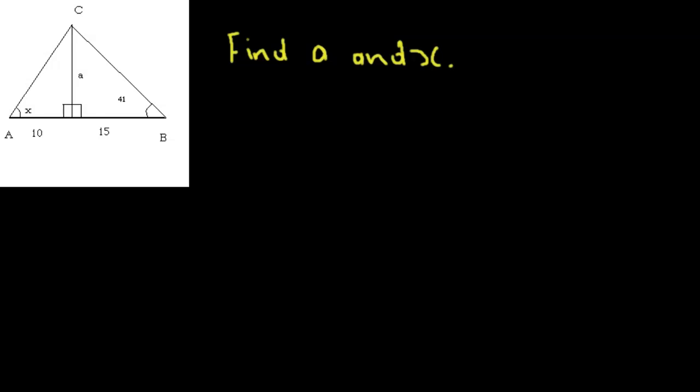Here is another problem. We're being asked to find the value of A and the value of X. The value of X represents an angle, that's angle X there, and the A represents the height of the triangle. Notice there are actually two right angle triangles. Let's focus on the right angle triangle on the right hand side.